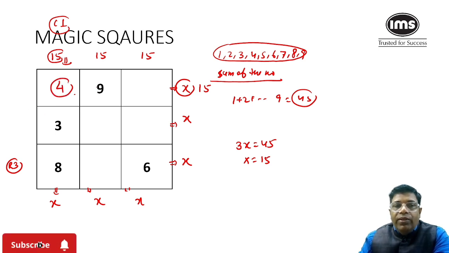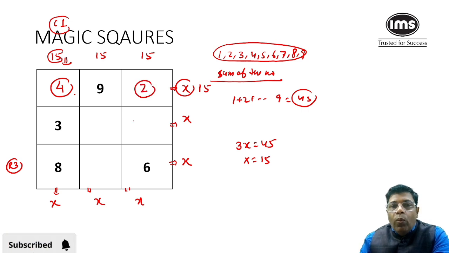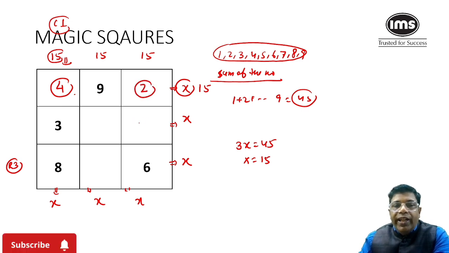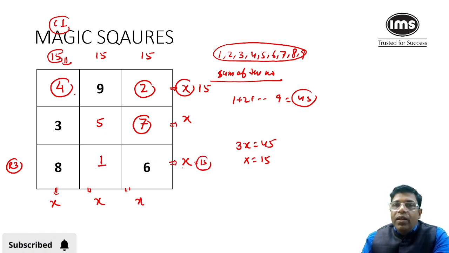Now if this number is 4, so 9 plus 4 is 13, so this number has to be 2. Similarly, 2 plus 6 is 8, so this number has to be 7. Now 7 plus 3 is 10, then this number has to be 5. 9 plus 5 is 14, plus 1 is 15, and similarly you can cross-check that this row is also 15. So this is how you have to fill the magic square.